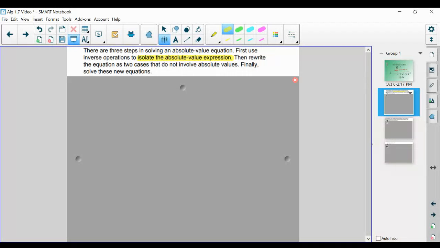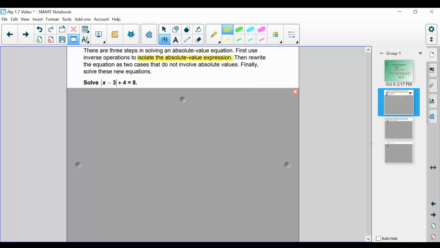The key again is that we need to isolate the absolute value expression, just like we would a normal variable. If we were trying to solve for x in an equation, we would isolate the x to figure out what it's equal to. Here we're trying to find what the absolute value of something is equal to, so we have to isolate the absolute value symbols. Let's go through an example together.